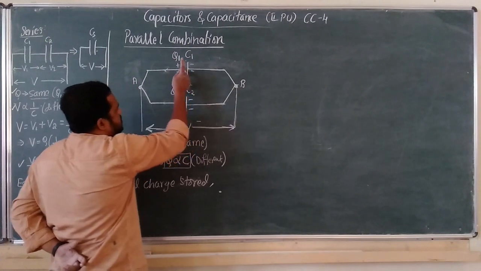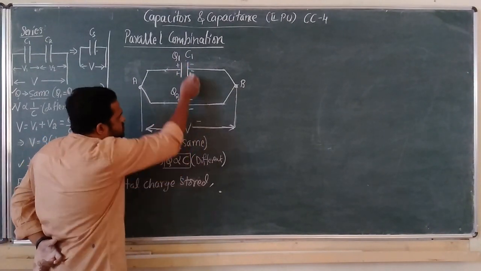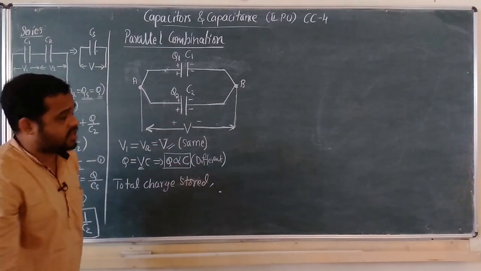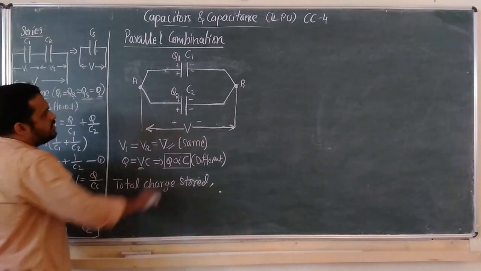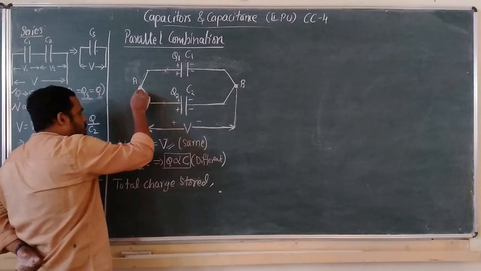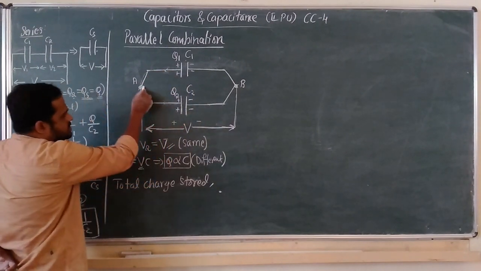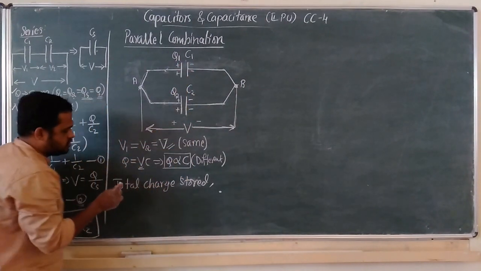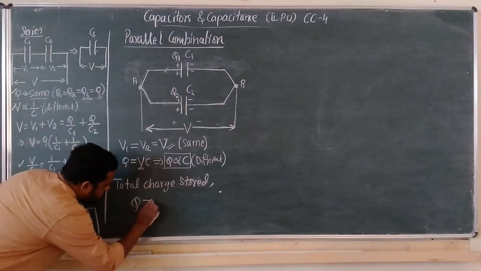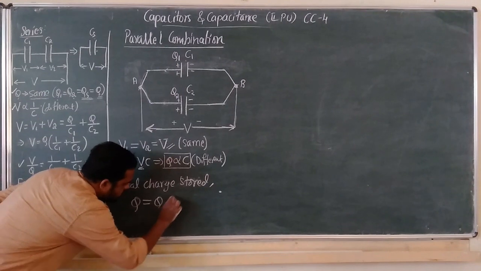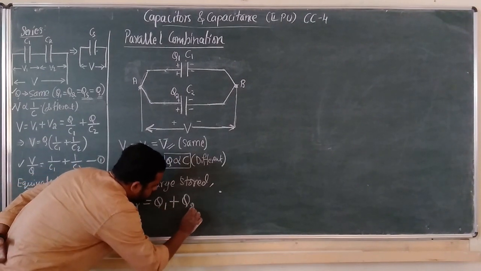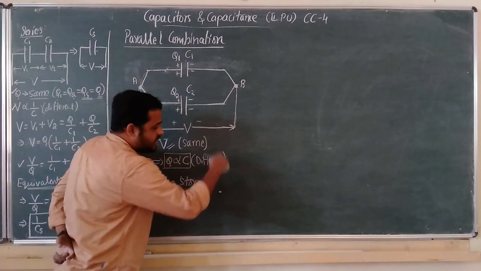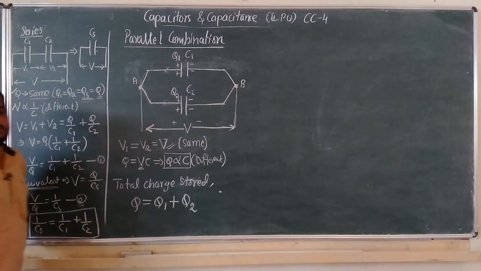Therefore, total charge. Now if you connect this combination, after charging the capacitors, to some external device or component, charge will flow from this capacitor as well as from this capacitor. That means in both the capacitors, useful charge is stored. Therefore, the total charge stored in the combination is equal to Q1 plus Q2. If there are three capacitors, plus Q3. If there are n capacitors, plus and so on, plus Qn.